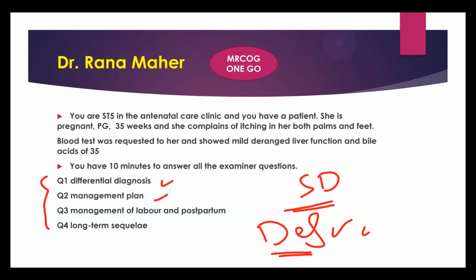My advice here for the management plan, and you can apply this in all cases when the examiner asks you about the management, please start with information gathering, because you will not be able to offer this patient any treatment without knowing more about her: her current history of the present illness, and her past history, medical, obstetric, menstrual, and so on. And we will come to this point.